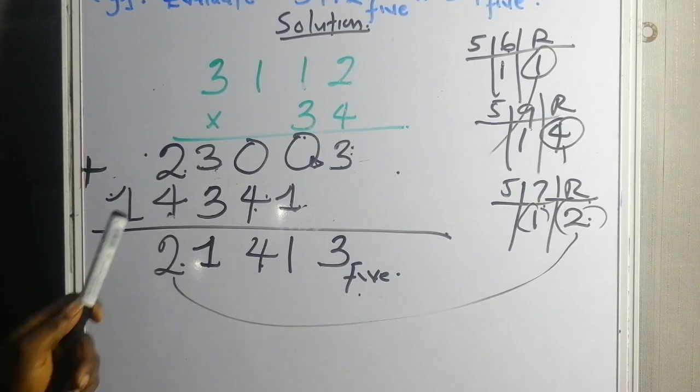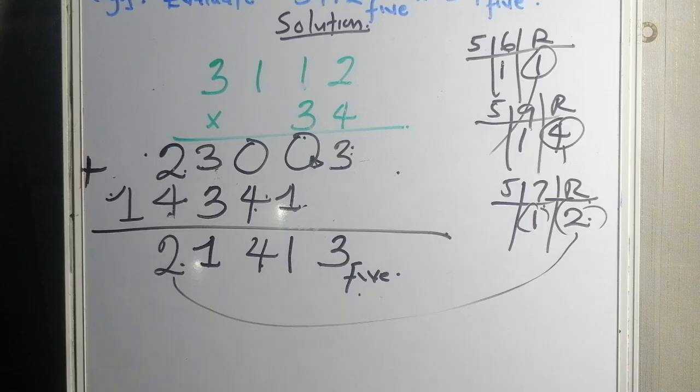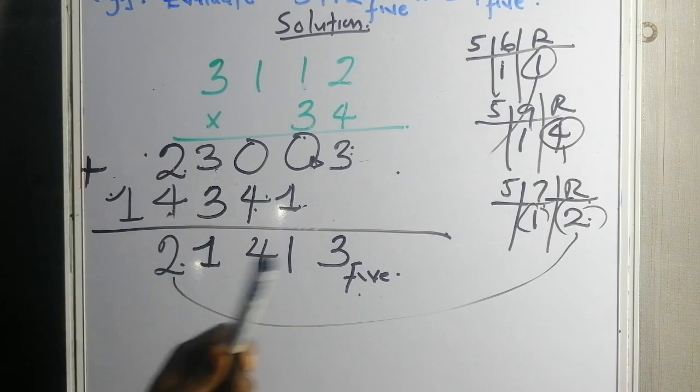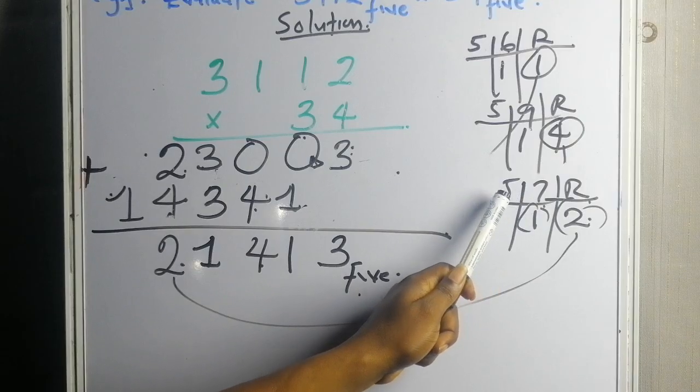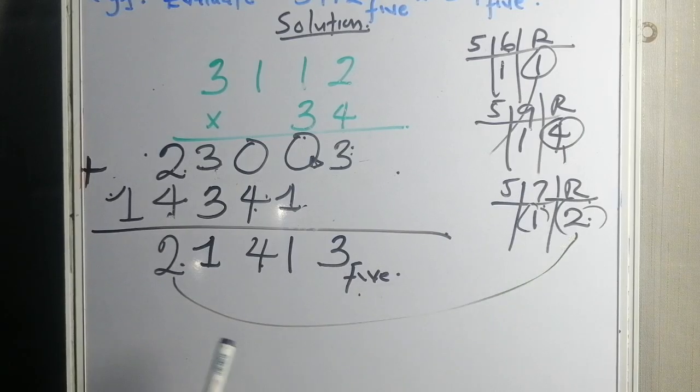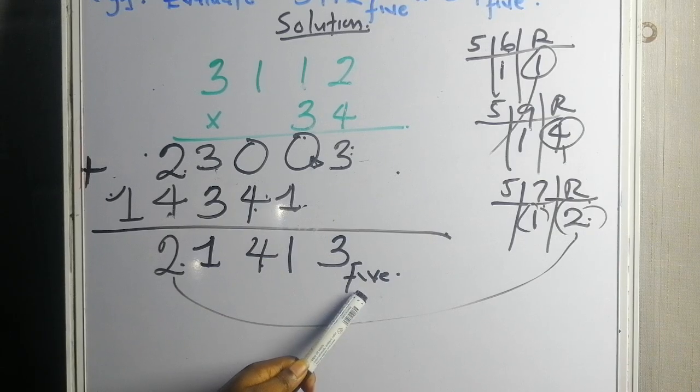Okay? So 4 plus 2, 6. 6 plus the 1 that is remaining from here is what? 7. That's why you have this 7 here. How many times 5 can go in 7? Is 1 time. Remaining what? 2. Come and write the remainder. I'm writing 2 because it's not up to base 5. It's as simple as that.